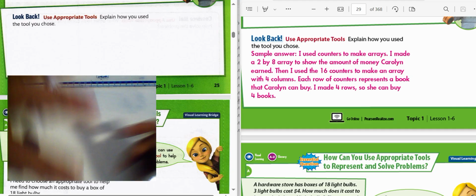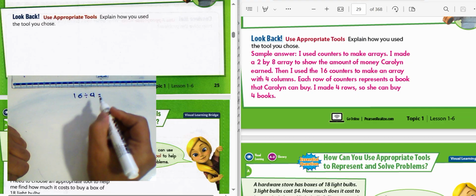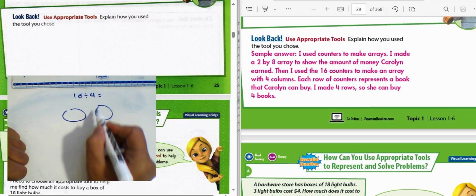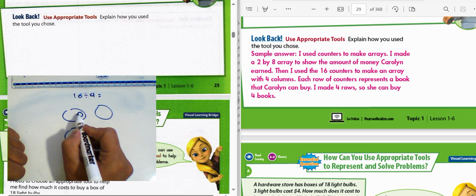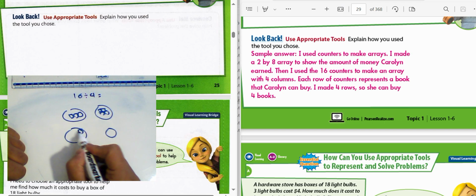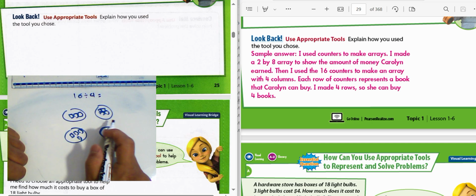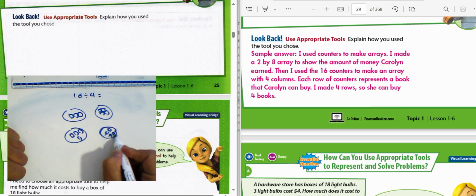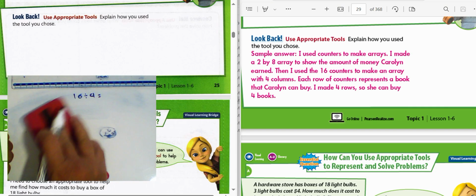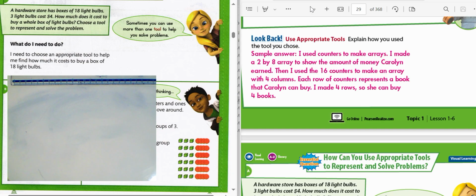We can draw here like this. If you want to divide 16 by 4, you can draw 4 groups, 1 2 3 4, and in each one put 4 boxes. 1 2 3 4, 1 2 3 4, and here 1 2 3 4. Okay, understood? Okay, next question.